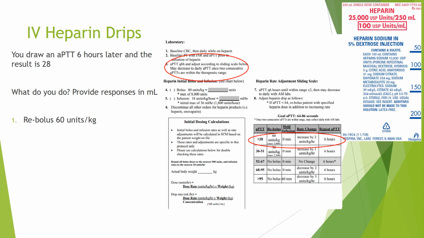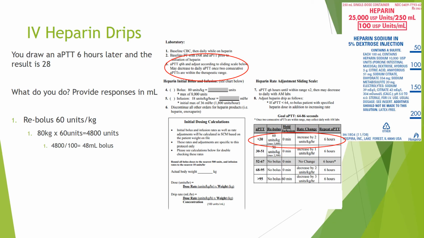We have an 80 kilogram patient and our bolus is supposed to be 60 units per kilogram. So 80 multiplied by 60 is 4,800 units. Therefore, if we use this bag of heparin to deliver that bolus, we divide that 4,800 units by 100 units per milliliter and get a 48 milliliter bolus.